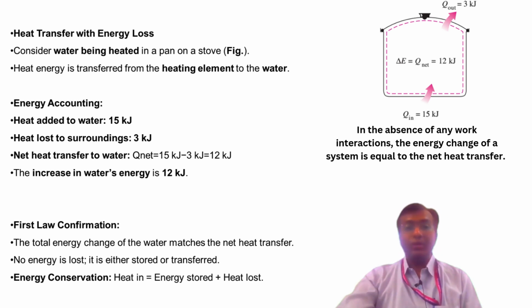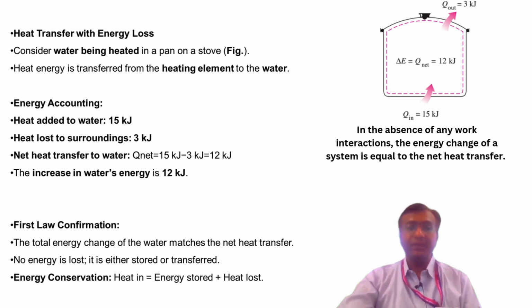However, not all the heat energy transferred from the heating element ends up increasing the water's temperature. Some of the heat is lost to the surrounding through mechanisms such as convection and radiation. To analyze this situation using the first law of thermodynamics, we need to carefully account for all the energy transfers. The energy added from the heating element to the water, which is the heat energy, is, let's consider, 15 kilojoules. The heat lost to the surrounding accounts for 3 kilojoules.